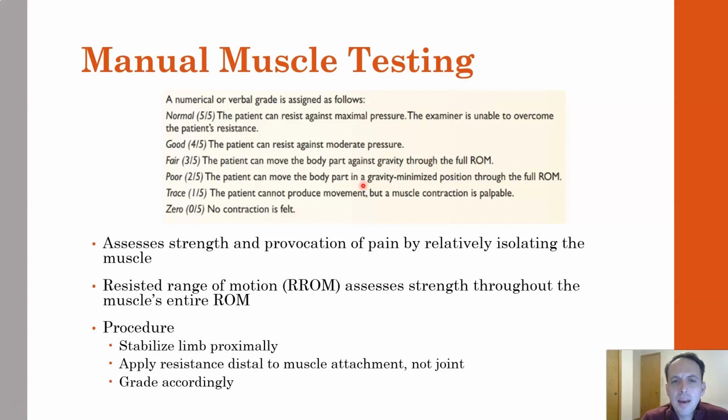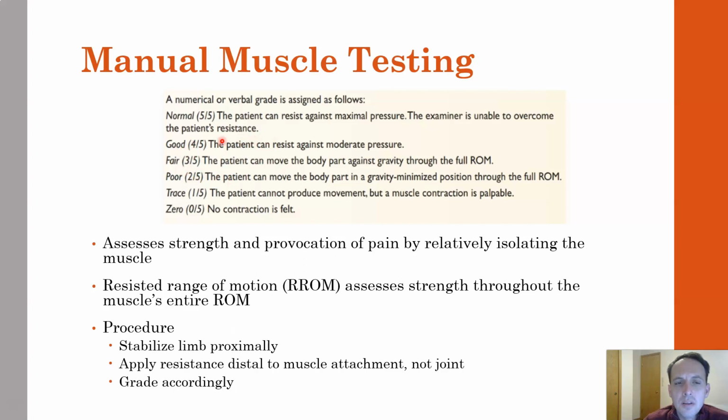But think of laying on your side and then raising your arm over your head in flexion, right? That is a gravity minimized position, right? Because gravity is not there. If you just were to support the arm there and just provide the gravity, they're not moving against gravity. And so if they could perform that motion in shoulder flexion, laying on their side, but not standing up against gravity, that would be a 2.